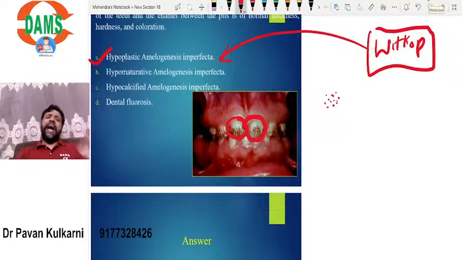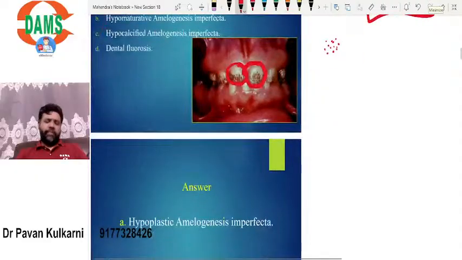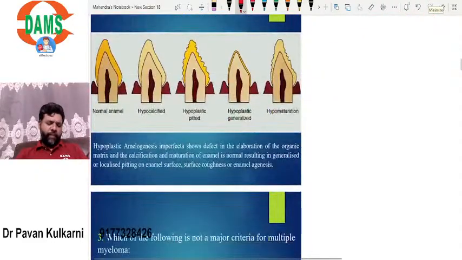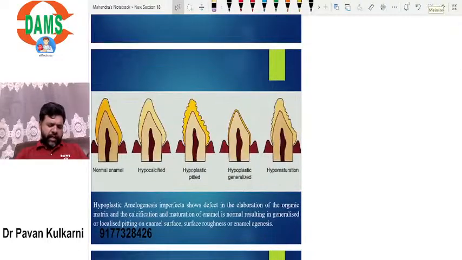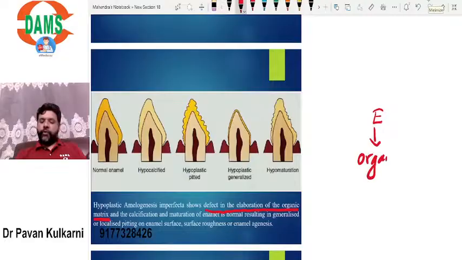Now this is typically a hypoplastic amelogenesis imperfecta. If you see here, hypoplastic amelogenesis imperfecta shows a basic defect in the elaboration of the organic matrix. See, basically enamel formation requires 2 things. Step 1, organic matrix is produced. What is step 2? Step 2 is mineralization.